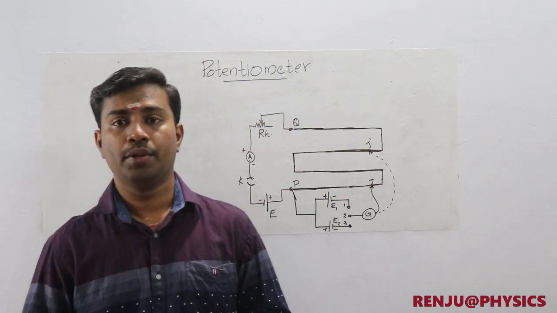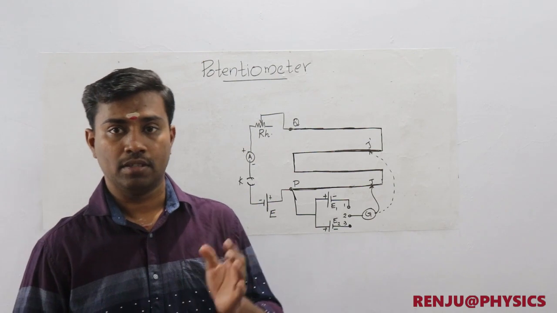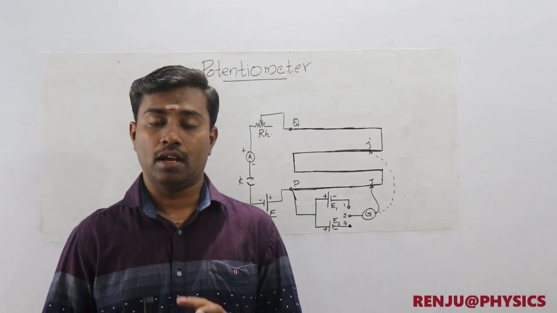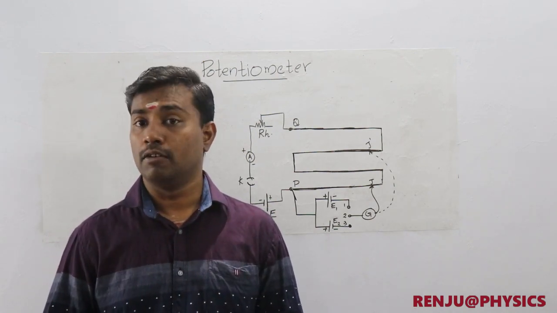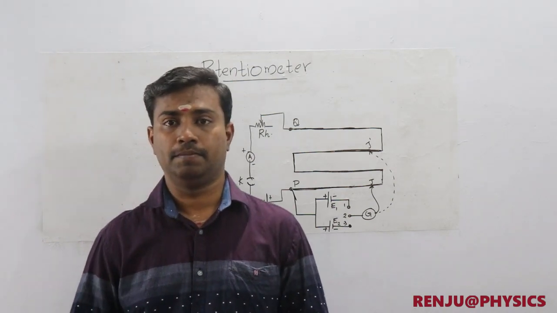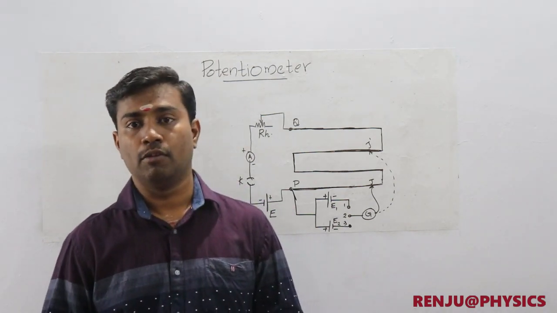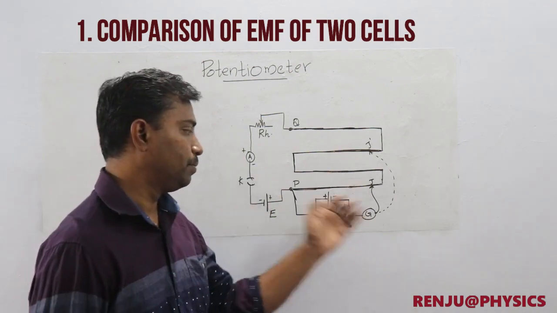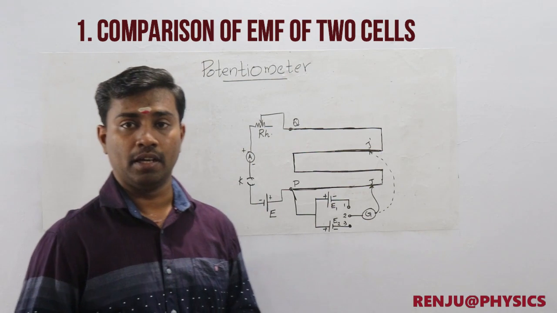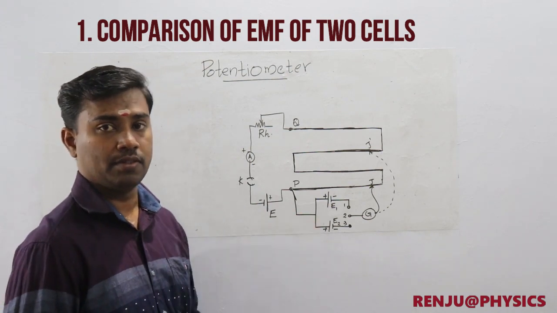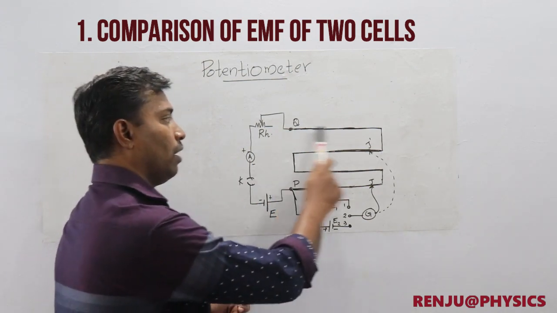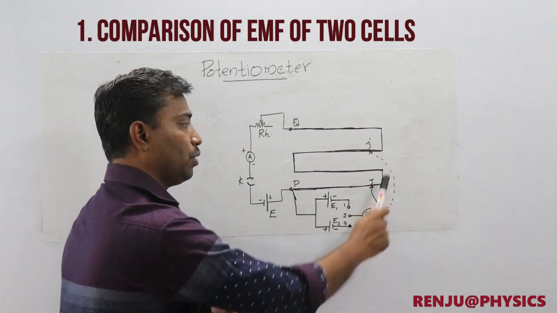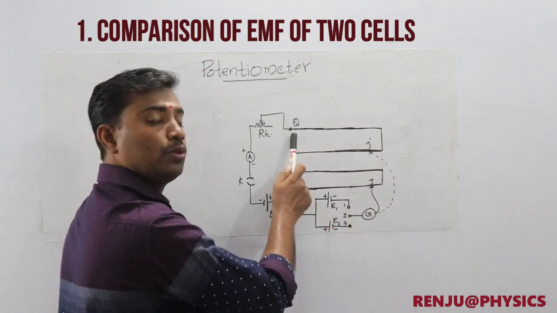First we discuss the first application, comparing the EMF of two primary cells. This is the circuit diagram for comparing the EMF of two cells. This is the wire of the potentiometer, PQ. One end is P and the other end is Q.